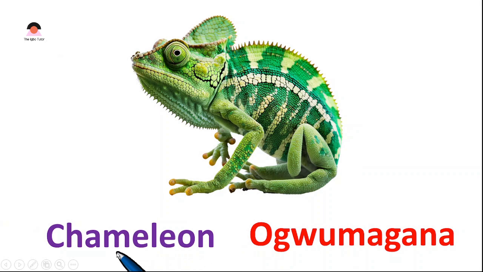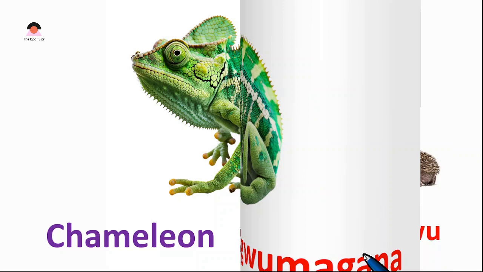And the next is chameleon. We call it ogumagana in Igbo. Ogumagana. That's the name of chameleon in Igbo language. Let's flip on to the next.